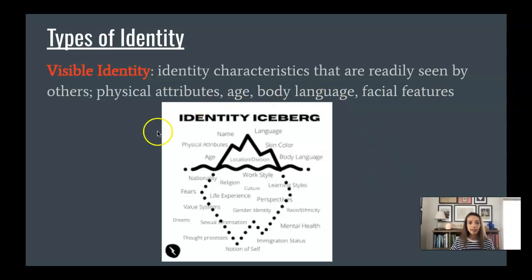All right, so right here we've got a graphic and it is an iceberg. Now I want you to look above the waterline in an iceberg and look at the words that this graphic is saying is part of the visible identity. Language, because you can hear it, it's above the waterline. Skin color, body language, location, like where you live. Physical attributes, age. Okay.